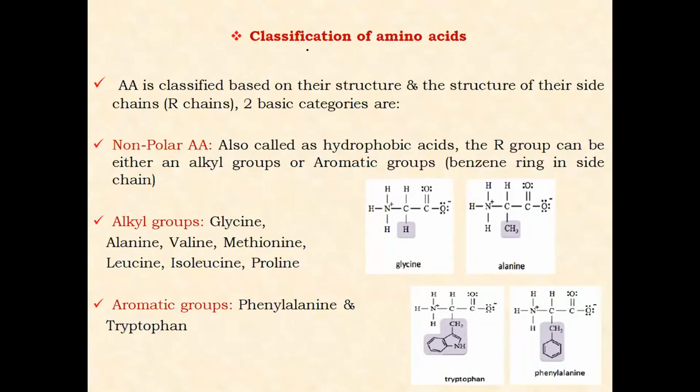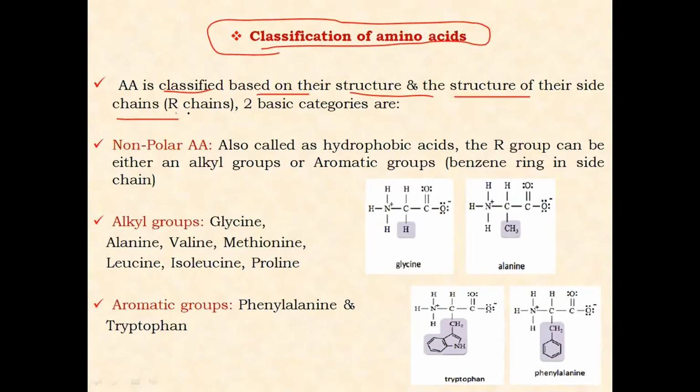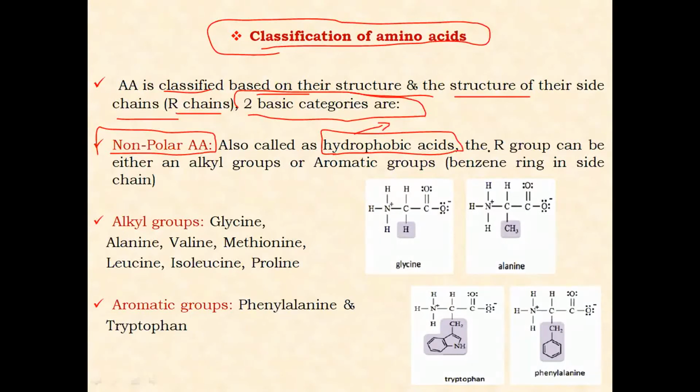The next topic is classification of amino acids. Amino acids are classified based on their structure and the structure of their side chain, which is denoted by R. So two basic categories of amino acids are non-polar amino acids. These are also called hydrophobic amino acids because these are insoluble in water. The R group can have either alkyl groups or aromatic groups. So the R group in non-polar may be either alkyl group or aromatic. Aromatic have a benzene ring in the side chain.